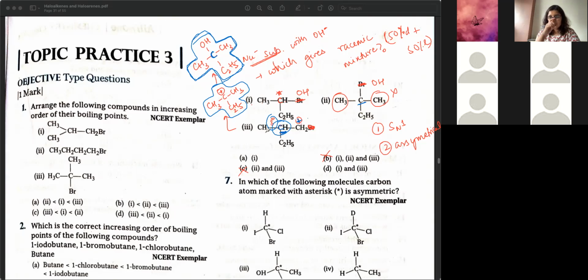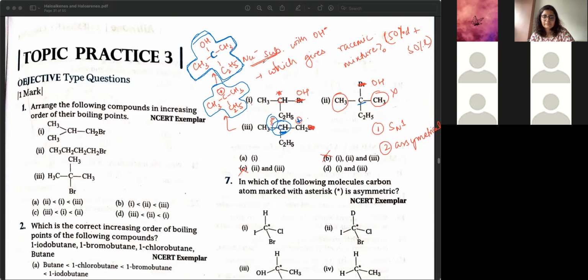Ma'am, how do we decide which carbon would be the chiral center? That's what you figure out from the mechanism. The end product needs to be a racemic mixture, meaning there should be a chiral center. Then you look at the end product and see whether the chiral center is there or not.